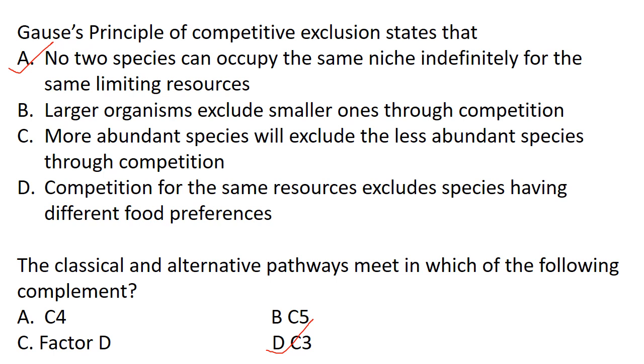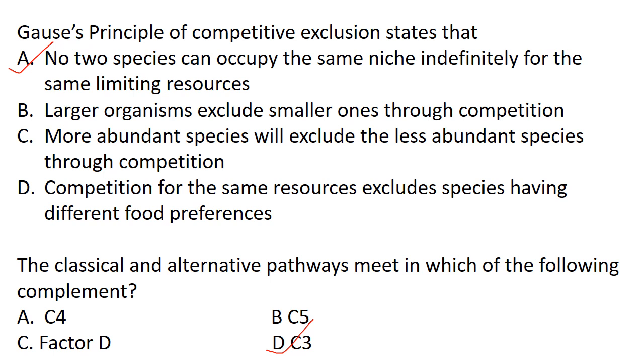Then next one. Gause's principle of competitive exclusion states that no two species can occupy the same niche indefinitely for the same limiting resources. First answer itself is correct.